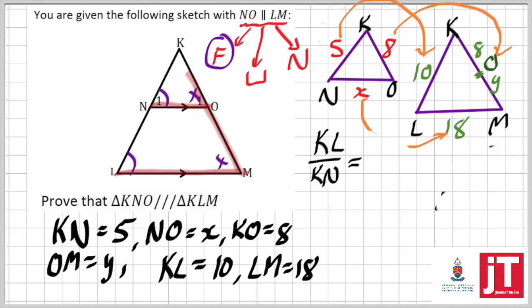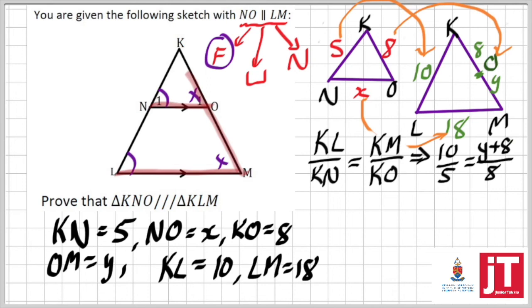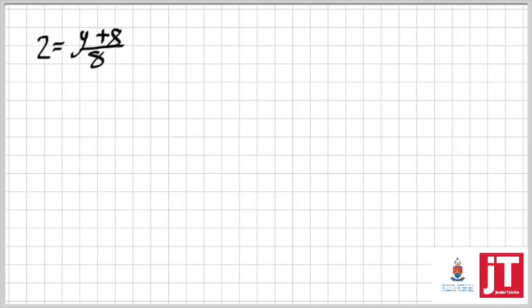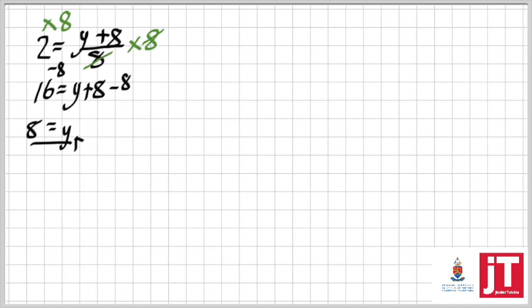Next up, I'm going to try and calculate that y. But that y is actually a part of KM. So I'm going to say that KL over KN, 10 over 5, is equal to y plus 8 over 8. I'm going to solve this by saying that 10 over 5 is 2. Multiply both sides by 8. So in other words, y must be 8.